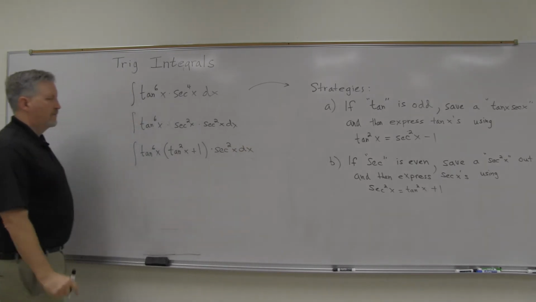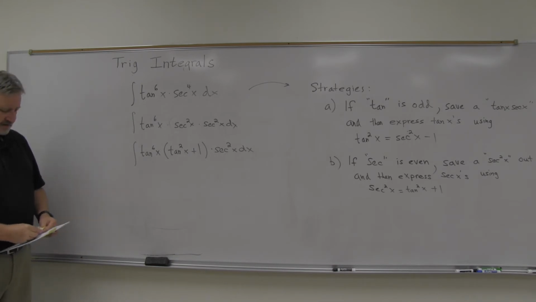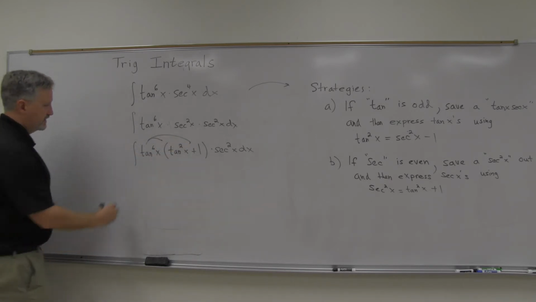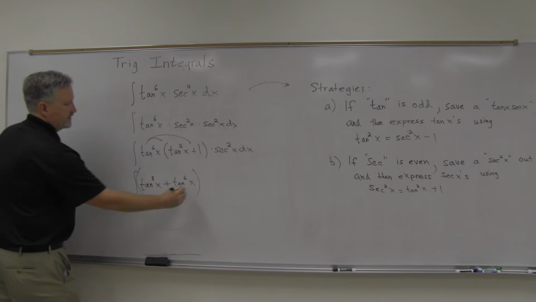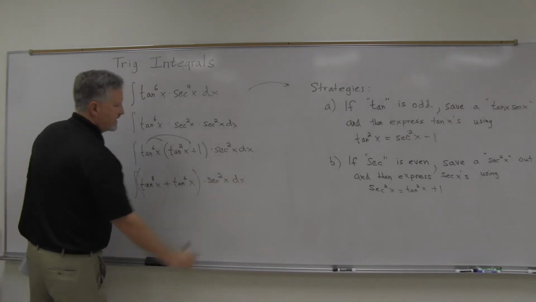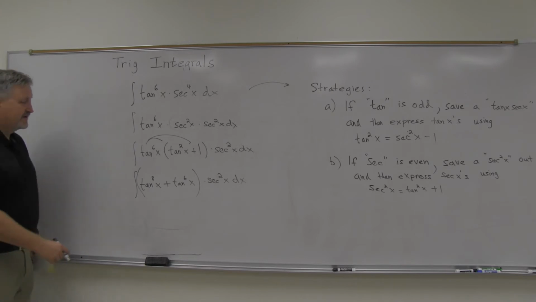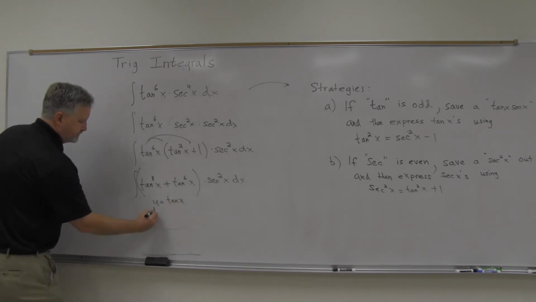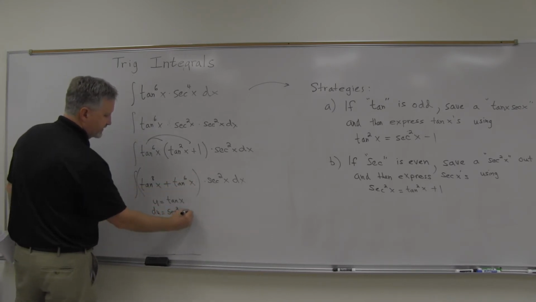The reason this works out nicely is because if I distribute that tangent to the 6th, I'm going to get tangent to the 8th x plus tangent to the 6th x, times secant squared x dx. And the reason this works is that a little u substitution will go a long way here. If I let u be tangent of x, look how nicely this works out. The du is the derivative of tangent, which is secant squared, so that's why we saved out that secant squared x before.